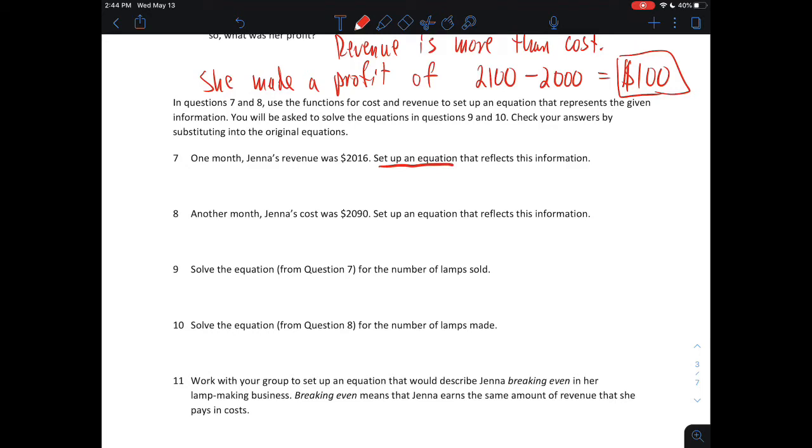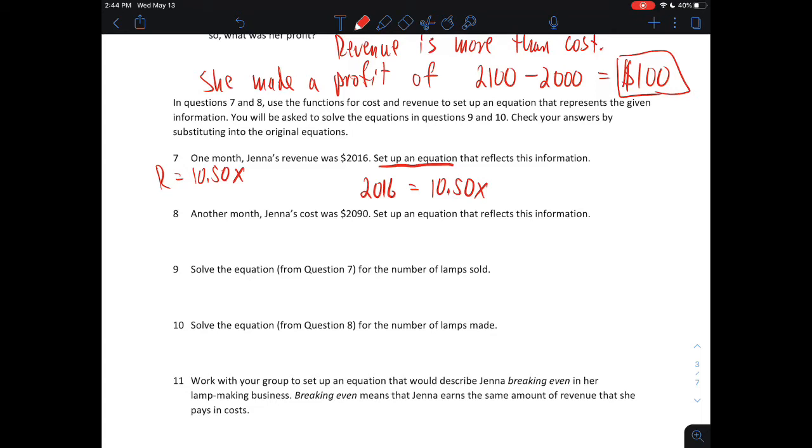So we have an equation to start with. R is equal to 10.50 times x. What they're telling us in number 7 is not a number of lamps, but a number of dollars for revenue. So the equation would be the $2,016 in revenue equal to 10.50x. Okay, that's just the equation that we're writing down.